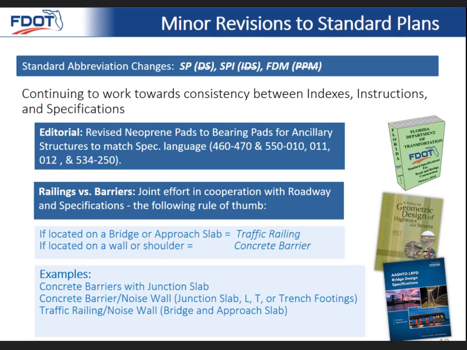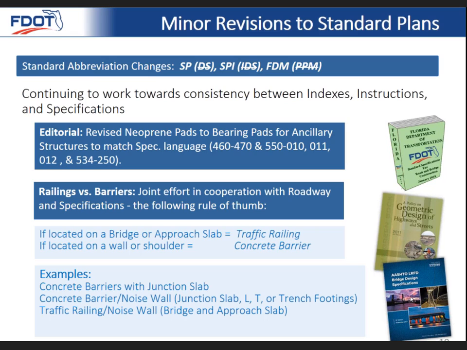So some of the minor changes we'll go through quickly are listed there. Consistent naming conventions with the specifications, the generic naming of traffic railings that Richard mentioned earlier, where the traffic railings that are located on the bridge remain traffic railings, consistent with the AASHTO bridge design specification, and those that are wall or shoulder mounted, which might be considered more roadway-based railings, are named concrete barriers. Maybe one day AASHTO on a national level will get consistent with that naming convention, but that's where we're at right now.